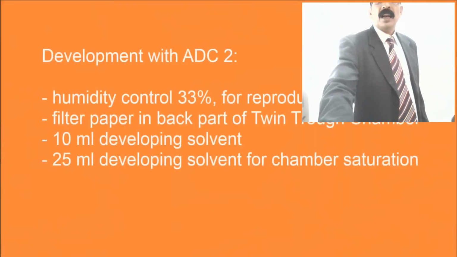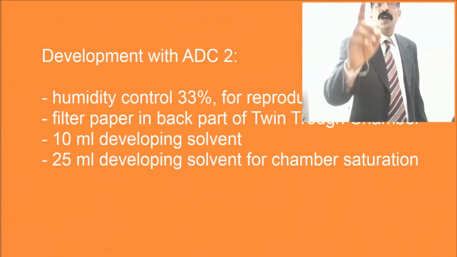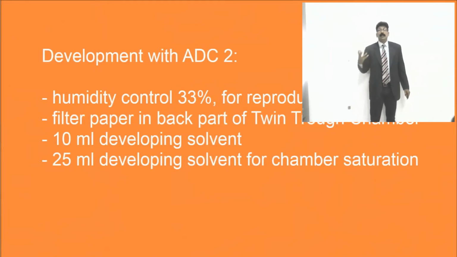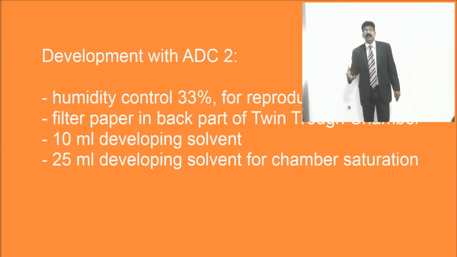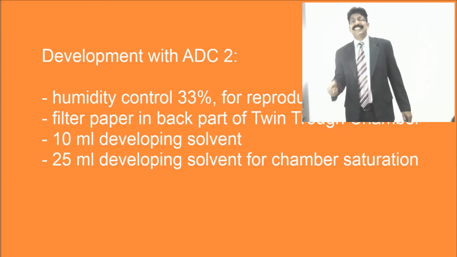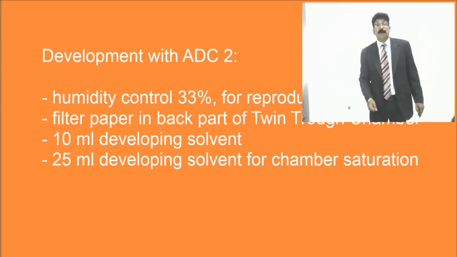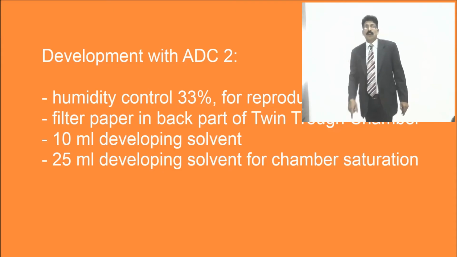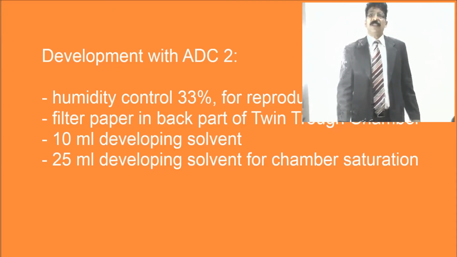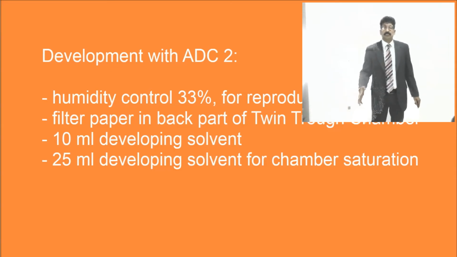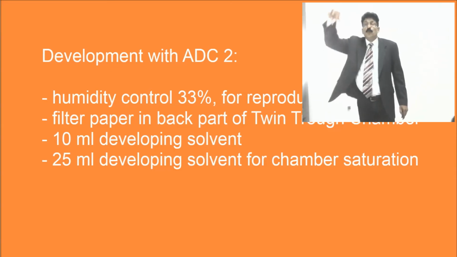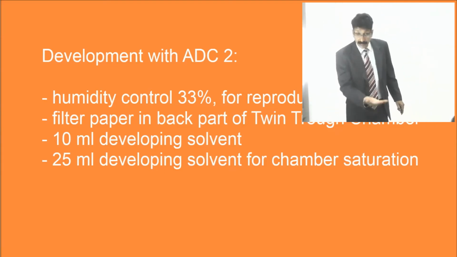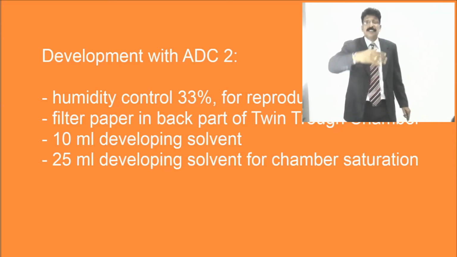After rinsing, what are the things? Humidity, the development of the ADC, the humidity control at 33 degrees, and reproducible. A filter paper bag will be there for saturation, you have to keep it, and 10 ml is for the developing solvent, and 25 ml is for the developing solvent saturation. For example, you have to go for saturation. So there are two provisions in the instrument. One place is in the base, there will be 10 ml. Another place is for saturation in the chamber completely, where we are using 25 ml.